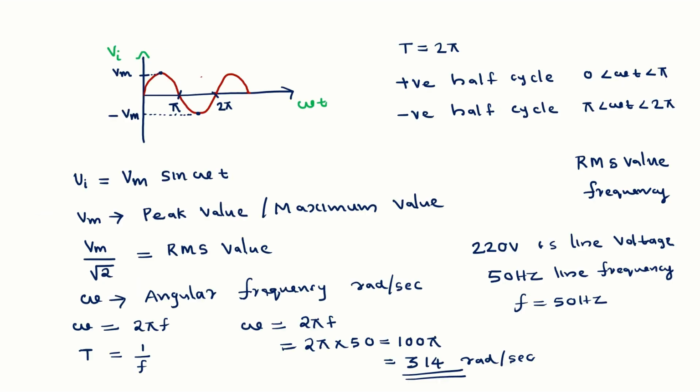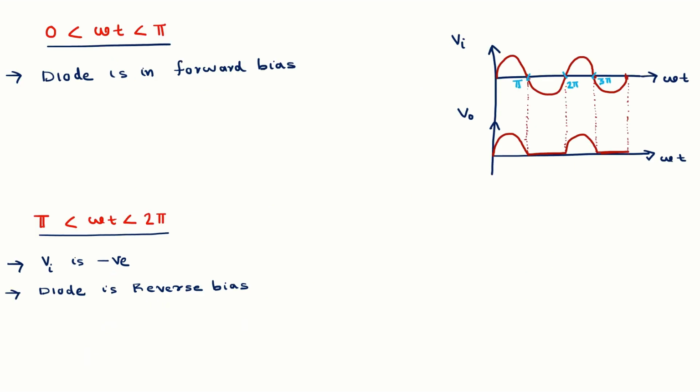In this diagram, the 0 to pi range is the positive half cycle. In the positive half cycle, Vi is a positive voltage.